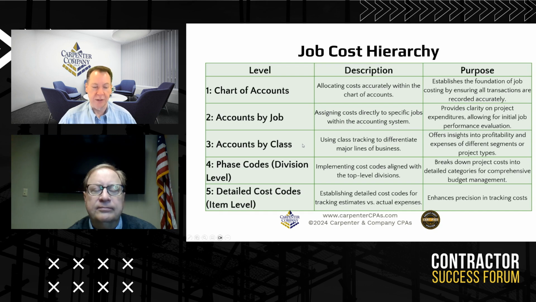Once we've done that, we can also split that job up into different classes where we're trying to track, say, the example of a residential contractor that does new construction versus renovation type work versus restoration insurance type work. Okay. You may be wanting to track it different ways. The next level is splitting it a little differently. That's where we're talking about the divisions. And then we jump into the detailed cost codes.